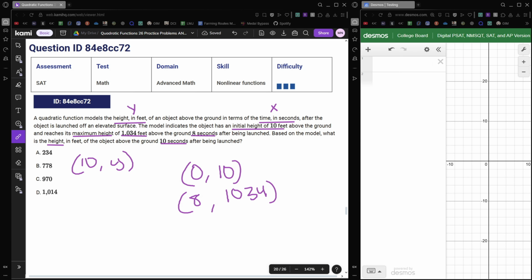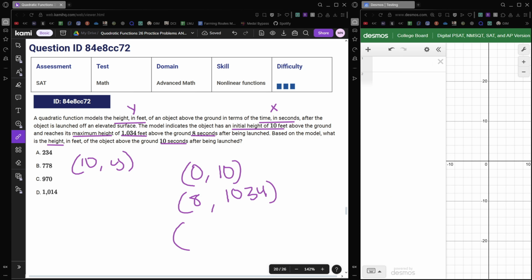Alright, so I want to solve this problem using quadratic regression in Desmos. However, the problem with that is that we need at least 3 points, and right now we only have 2. The y-intercept and the vertex. But we can solve for a third point, using the fact that parabolas are symmetrical.